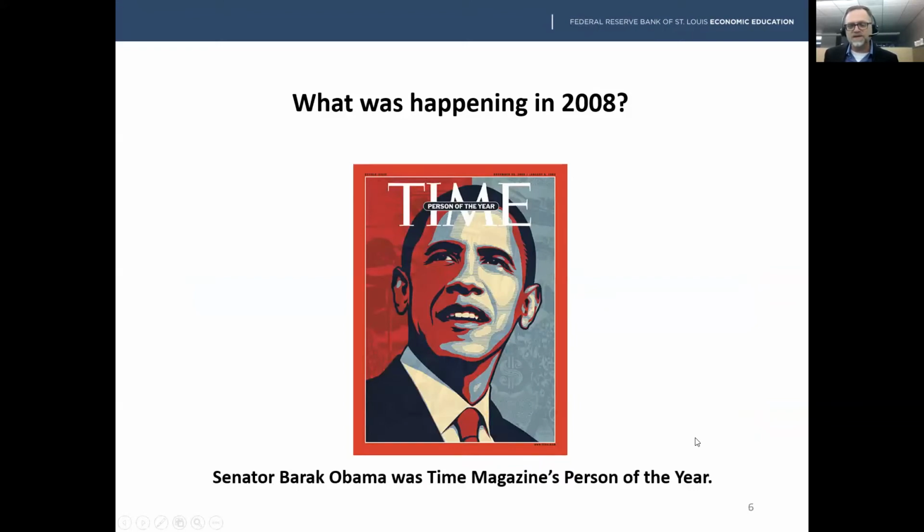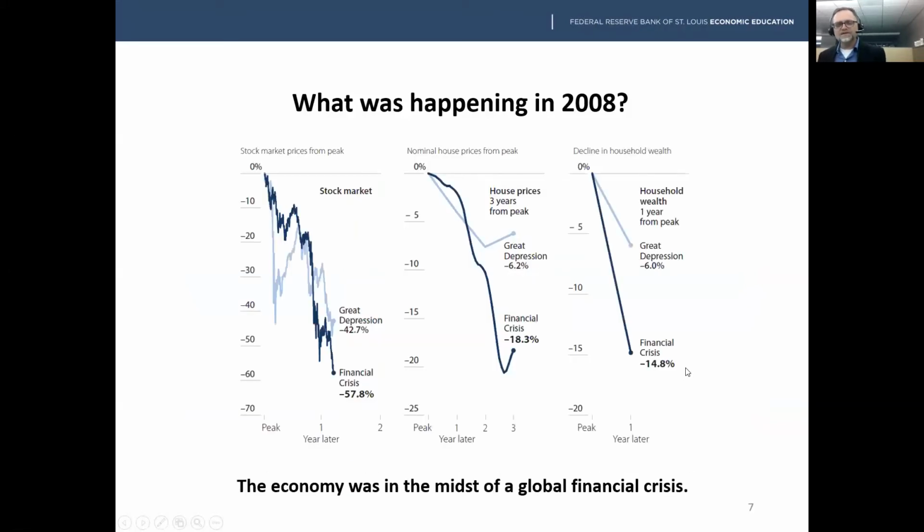And 2008 as well was an election year. Barack Obama, U.S. Senator from Illinois, was running for president. His running mate was Joe Biden, who was a U.S. Senator from Delaware. And you might also remember that there was a financial crisis going on.